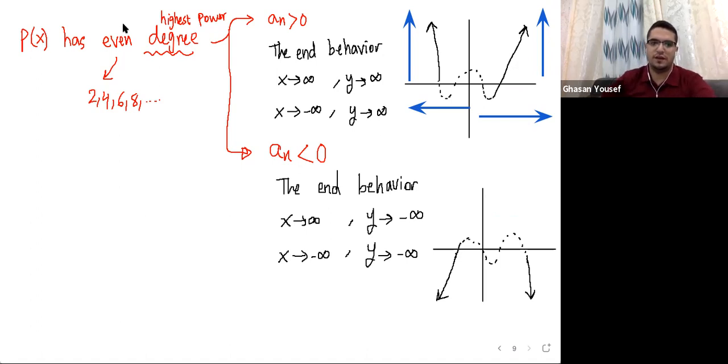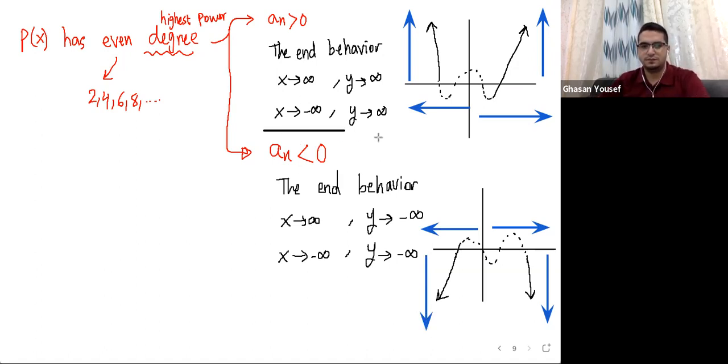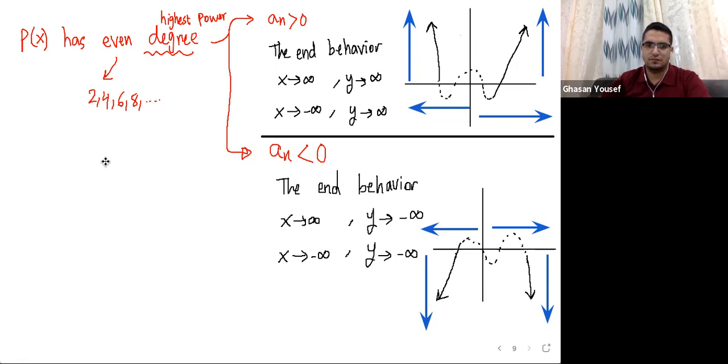Again, when x goes to infinity like that, the y value will be negative. The y goes to minus infinity. And when x goes to minus infinity, like this, the y goes to minus infinity, down. Okay, any question? Do you have any question? No questions.